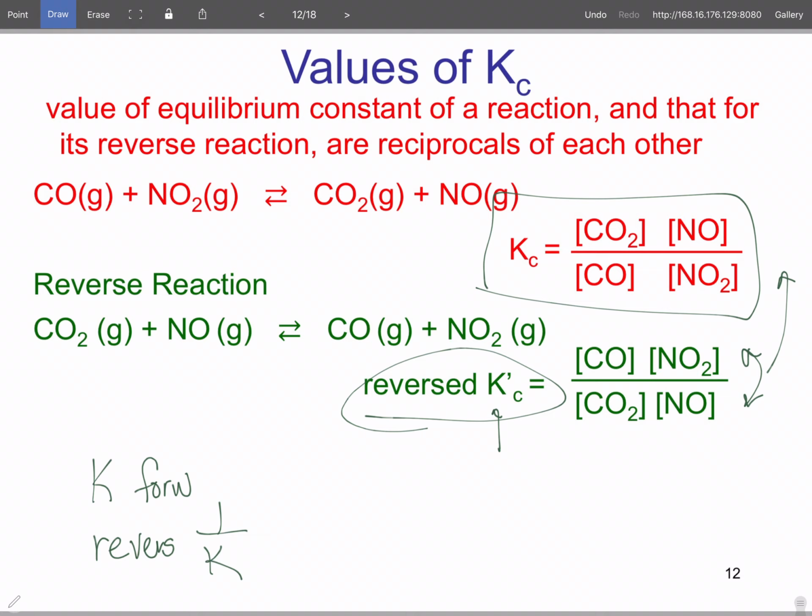Take the K value. Excuse me, I don't know why every time I start to do these, I yawn. I'm wide awake, I just got up.